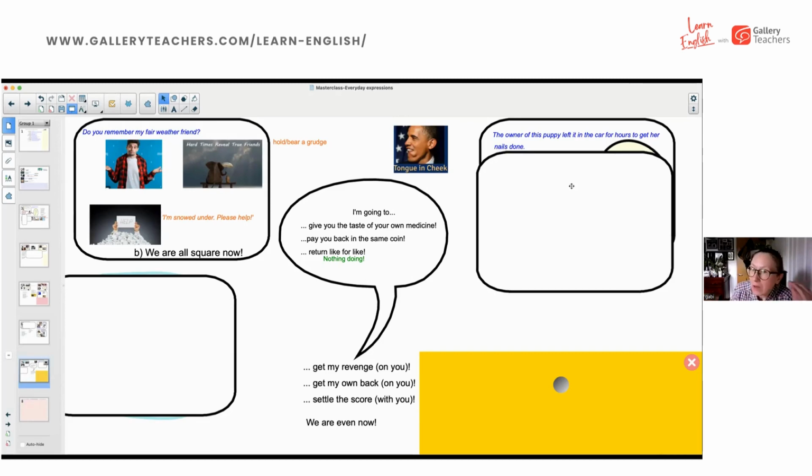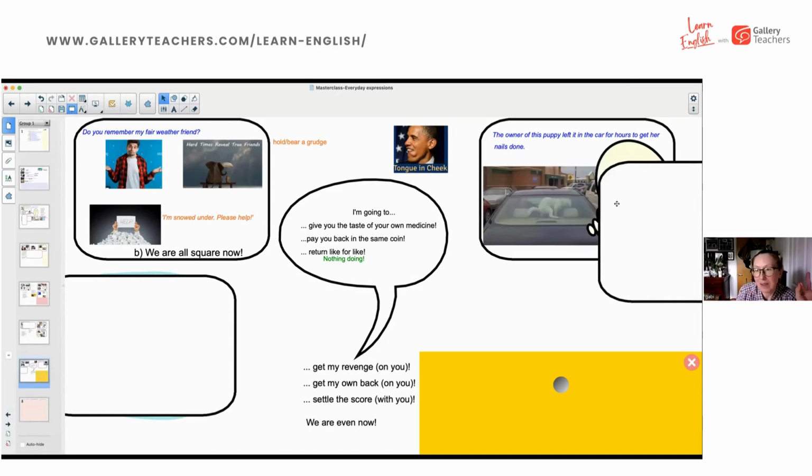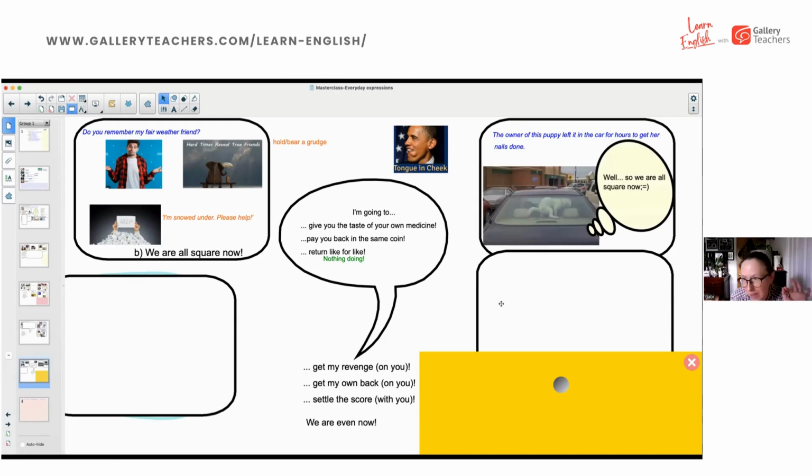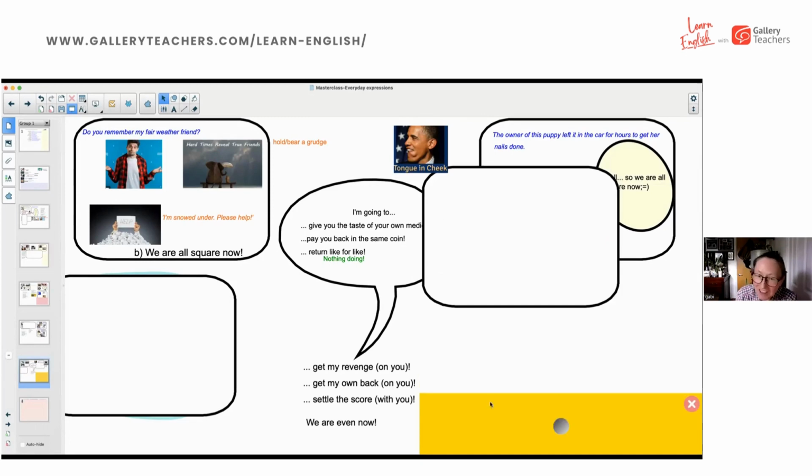So the owner of this puppy left it in the car for hours to get her nails done. Now look at the puppy. So Christina, if you can't see properly, because you may have a small screen, I'm going to just do a running commentary. The puppy is actually pooing in the car. So now the puppy is thinking, well, we are all square now. You left me in the car, so I'm going to poo in your car. Now we are even, we are square. So that's another expression that is often used in English.